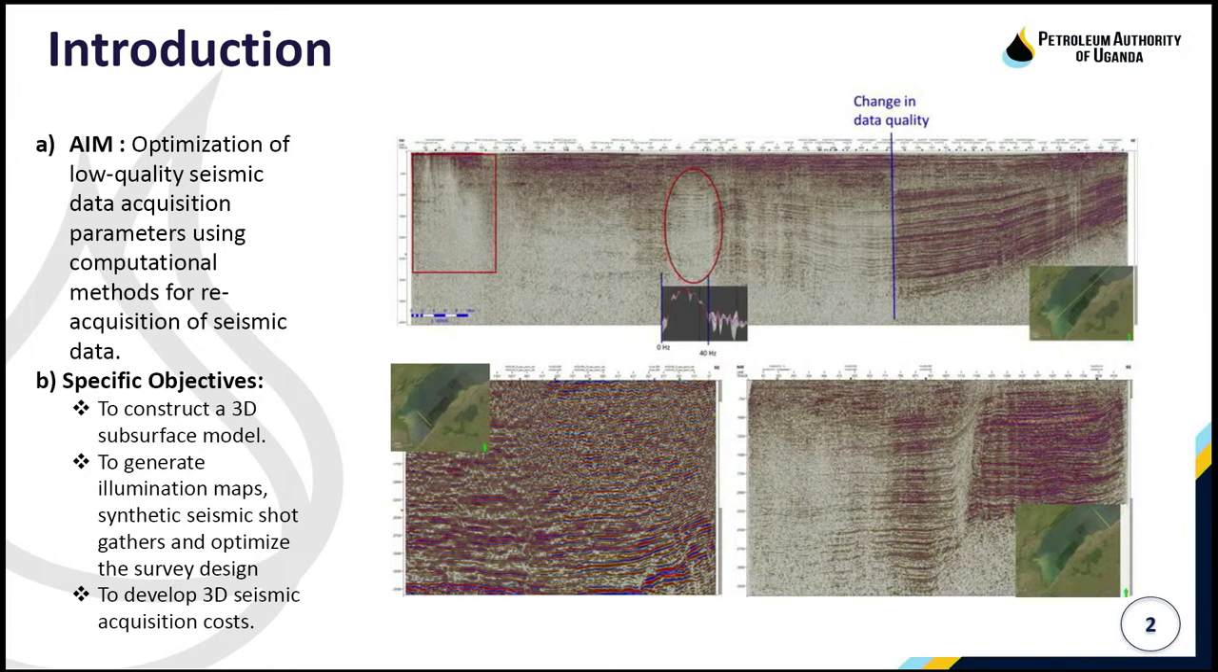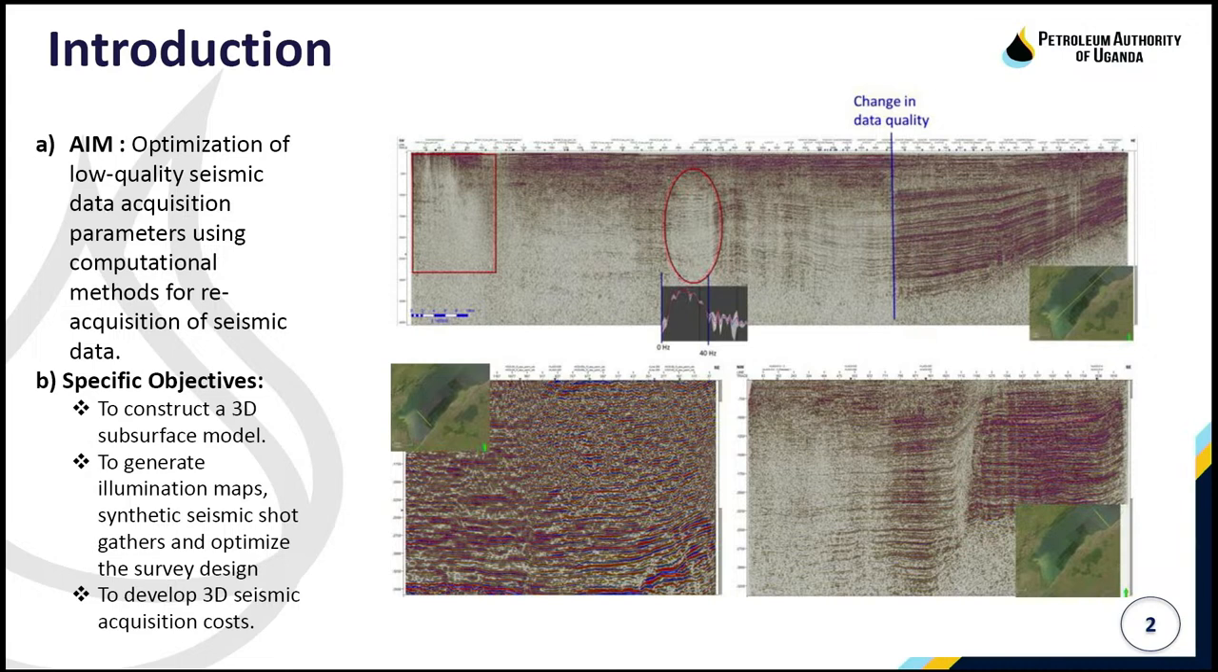Now, what's the aim of this study? It's to optimize the low quality seismic data, as we've seen, using computational methods for the reacquisition. So basically, we are looking at a possibility. If the data is poor, do you think we can go on to process? This data has been processed quite a number of times, over 4-5 times. But we find that between 2012 and 2016, all the processing techniques could not work. So now, the option would be, is there a possibility of reacquisition? And if we are to reacquire this data, we need to find out what went wrong.